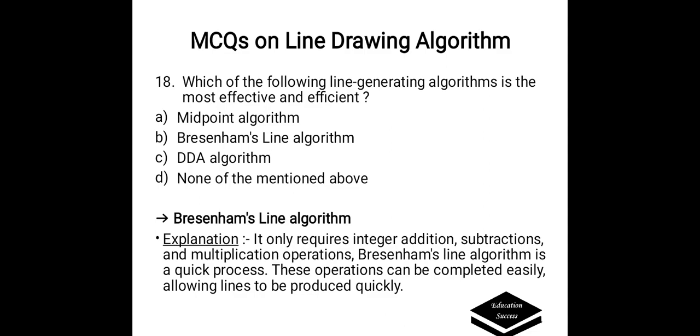Which of the following line generating algorithms is the most effective and efficient? Options are A. midpoint algorithm, B. Bresenham's algorithm, C. DDA algorithm, D. none of the mentioned above. Correct answer is Bresenham's line algorithm. It only requires integer addition, subtractions and multiplication operations. Bresenham's line algorithm is a quick process. These operations can be completed easily, allowing lines to be produced quickly.